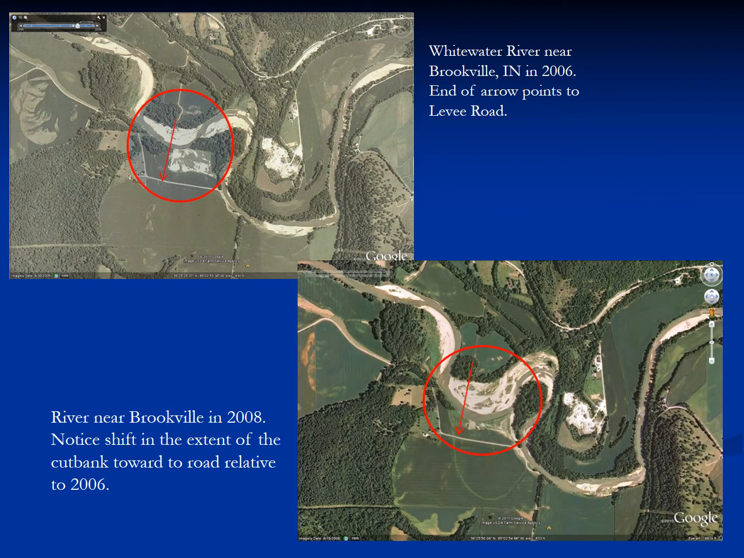So here you can see the Levee Road in the picture on the upper left. And in the picture on the lower right, you can see the river moving drastically closer to the road. You can really see the shift in the extent of the cut bank towards the road relative to 2006 in the bottom right picture compared to the top left.